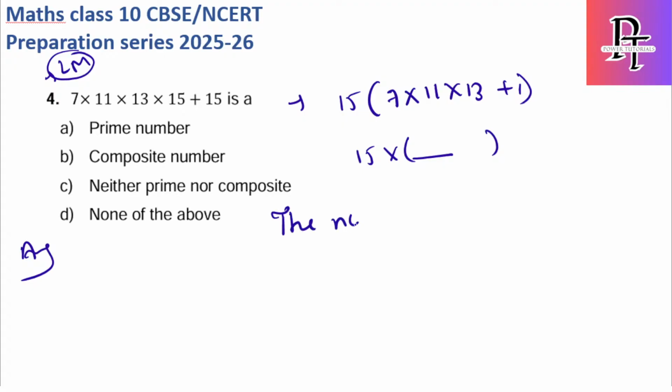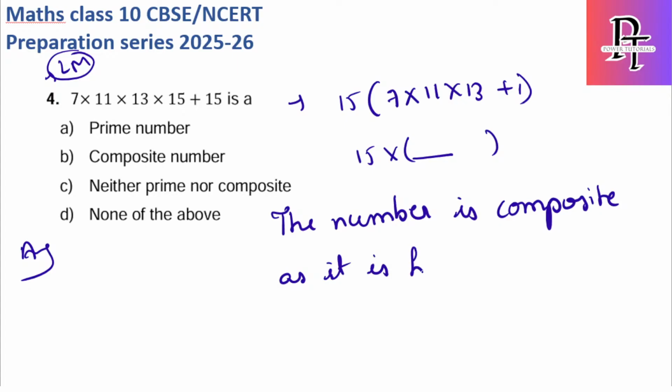So the number is composite as it is having more than 2 factors. Here the two factors are 1 and itself.